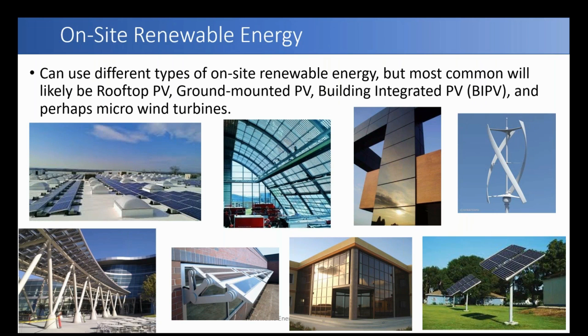So now for some pretty pictures. As I mentioned, you can take advantage of other types of renewable energy as long as it's on site. But to be honest, the most common will be photovoltaics, which can be rooftop PV, ground-mounted PV, or building-integrated PV, or BIPV, which is becoming more popular. And then also perhaps micro wind turbines. So I just threw up a smattering of pictures to give you a little flavor that things don't have to be your traditional rooftop panel anymore.